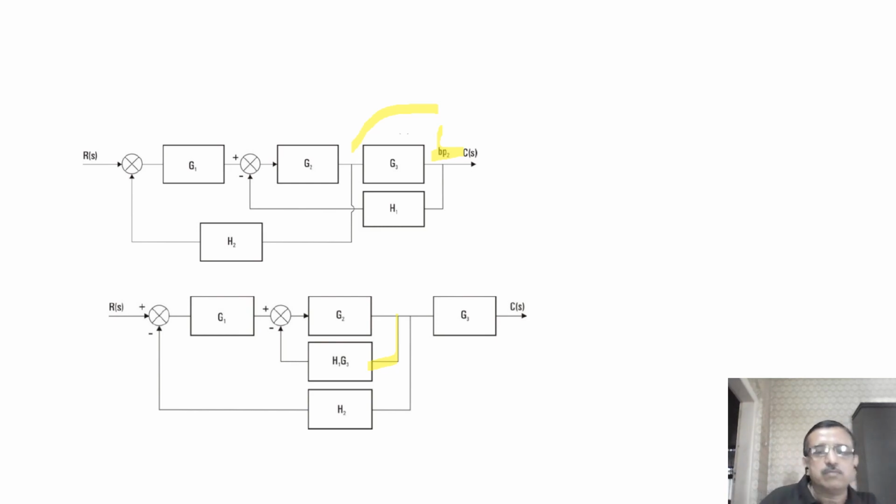Loop means a path which starts from like this. So this is a loop. This is a closed loop. So I can simplify this closed loop. So once I simplify this closed loop, so let us plan how we are going to solve this problem.